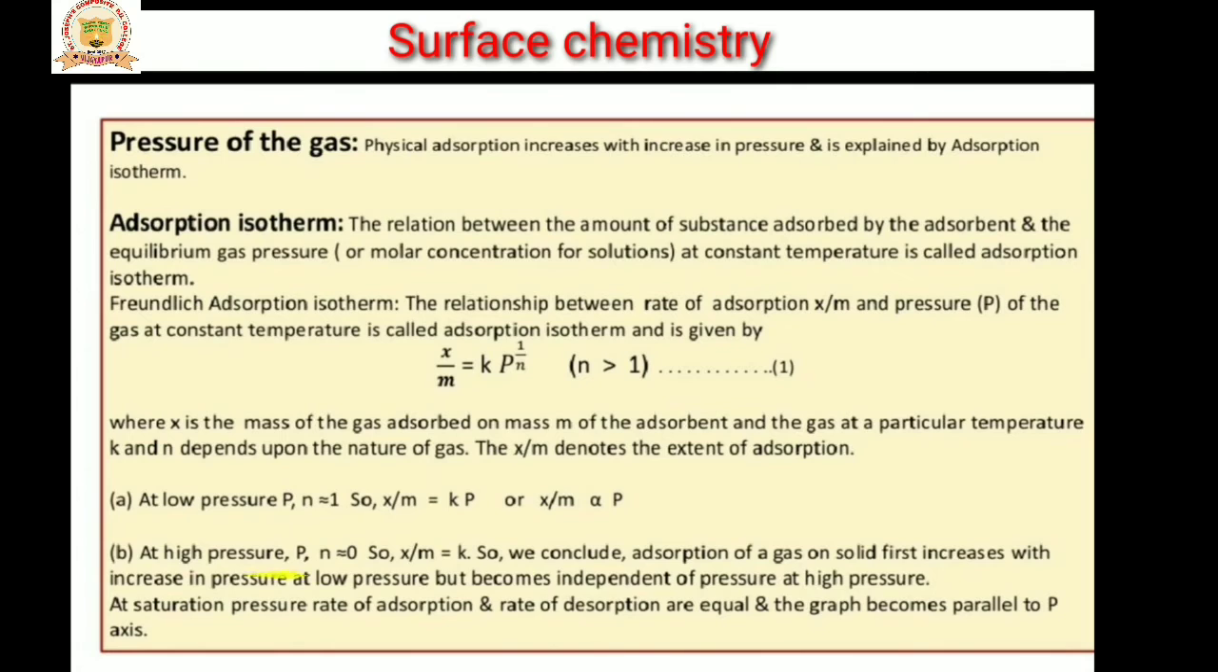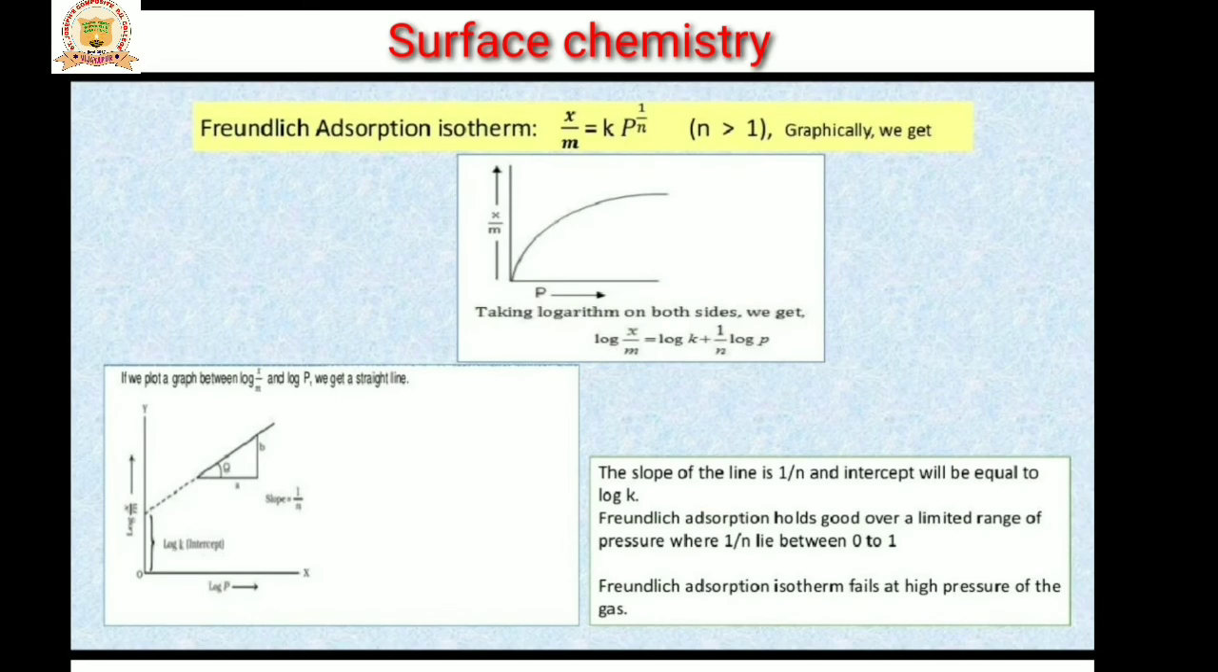So at high pressure, x by m is equal to a constant. At this saturation pressure, the rate of adsorption and the rate of desorption are equal. So the graph is then parallel to the P-axis. First it increases, later on it is parallel to the P-axis, meaning the pressure axis, because at that constant level the rate of adsorption is in equilibrium with the rate of desorption.